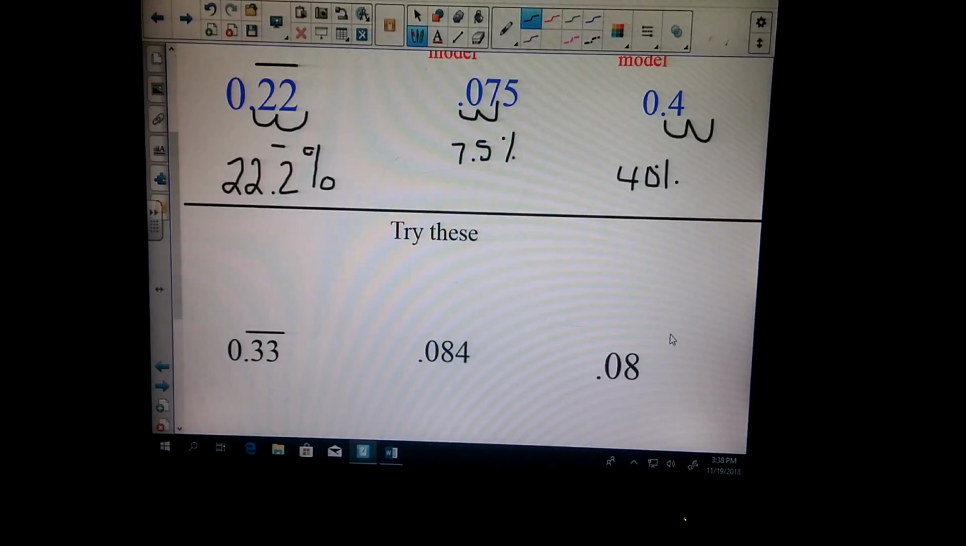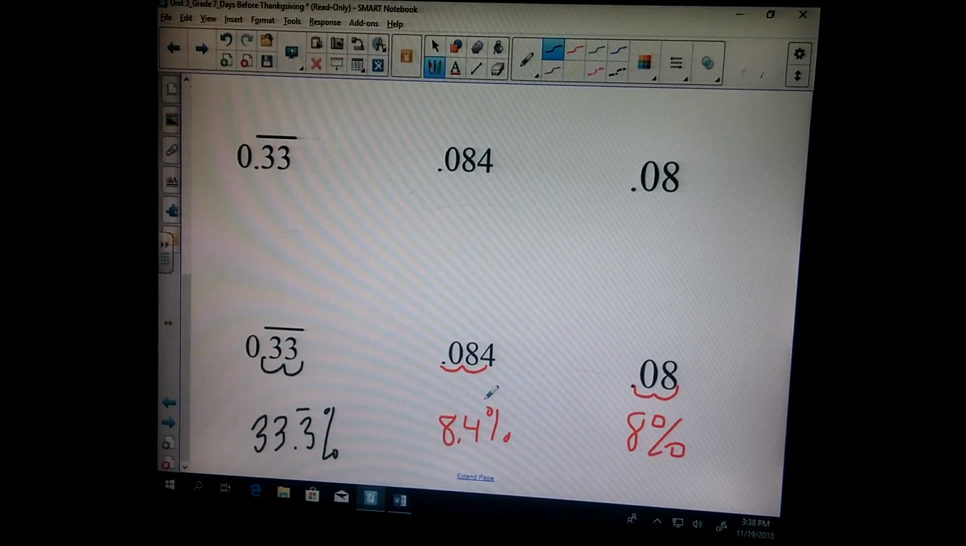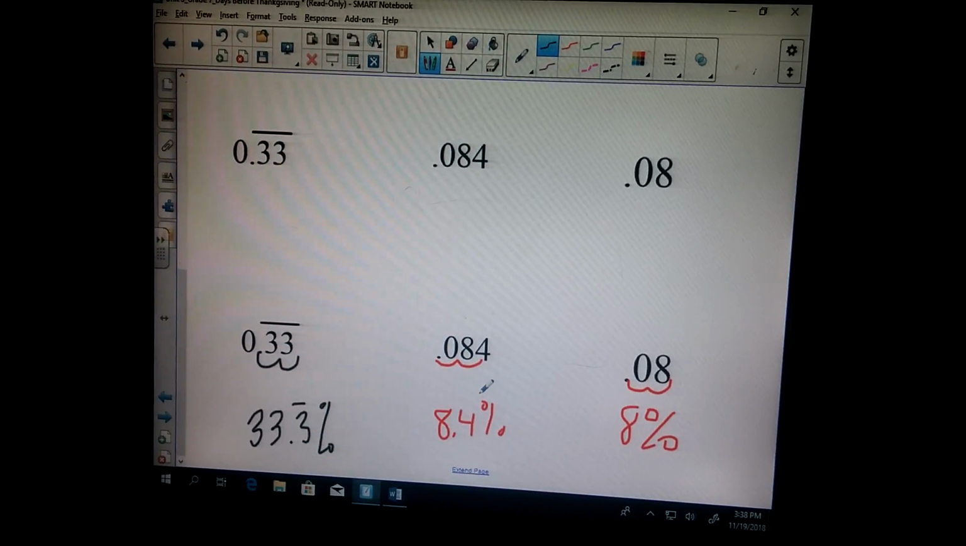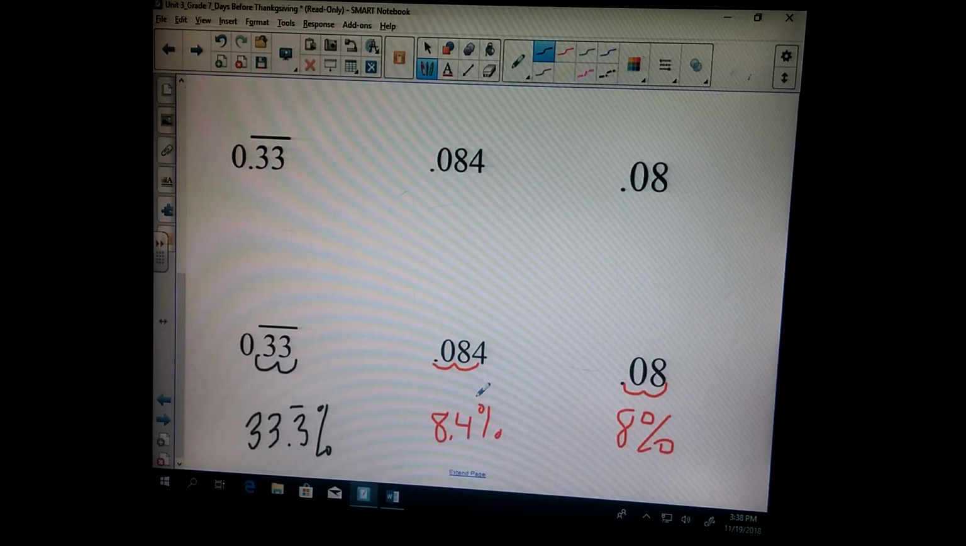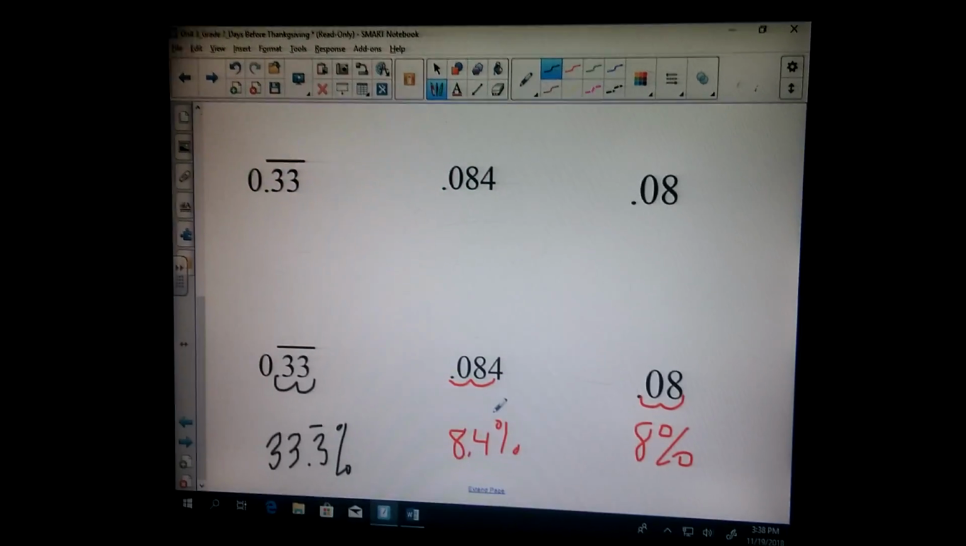Take this into your notes and then try these three. Okay, after you've tried them, you move the decimal over 2 places, 33.3%. You move the decimal over 2 places, 8.4%. And you move the decimal over 2 places, 8%.